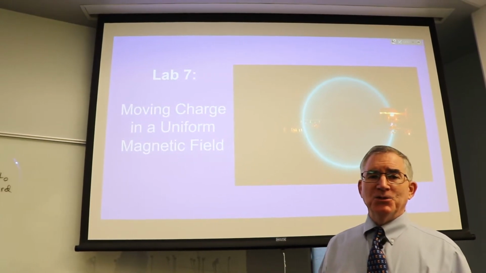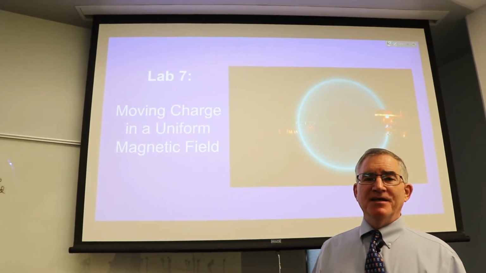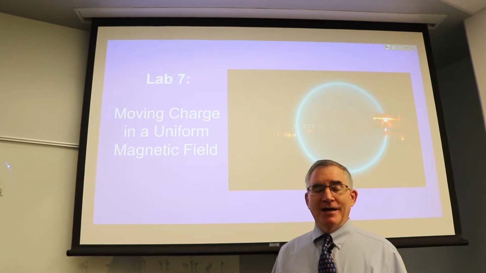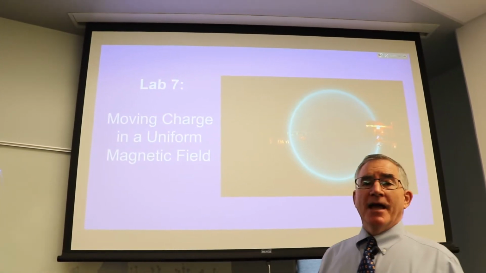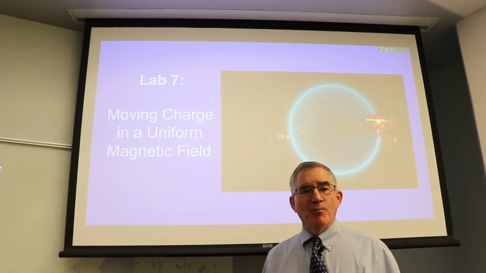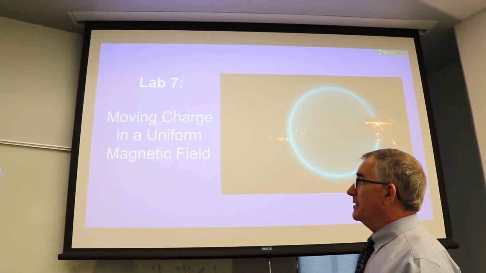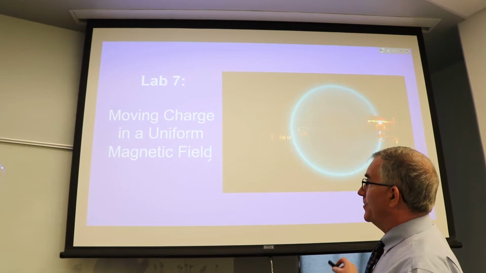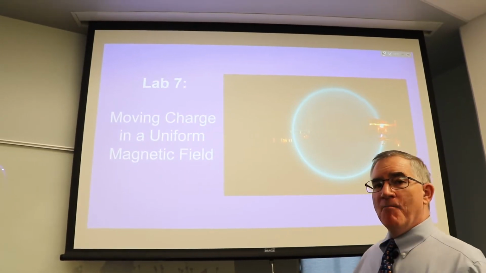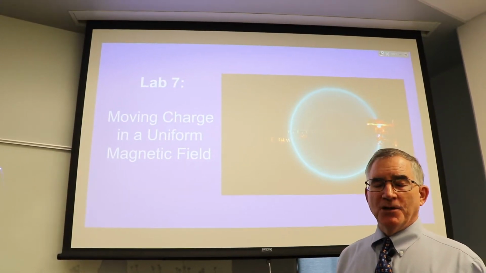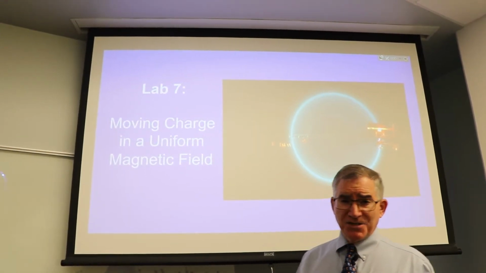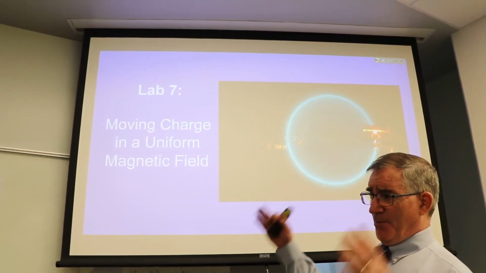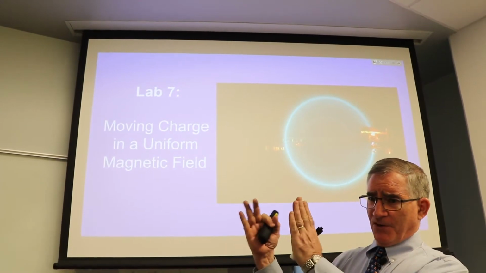Okay, welcome back to lab number 7. We're moving right along, and this is called a moving charge in a uniform B field. It turns out if you can create a uniform magnetic field, by the way, I usually call it a B field, because that magnetic field is about this long, B field is only this long.